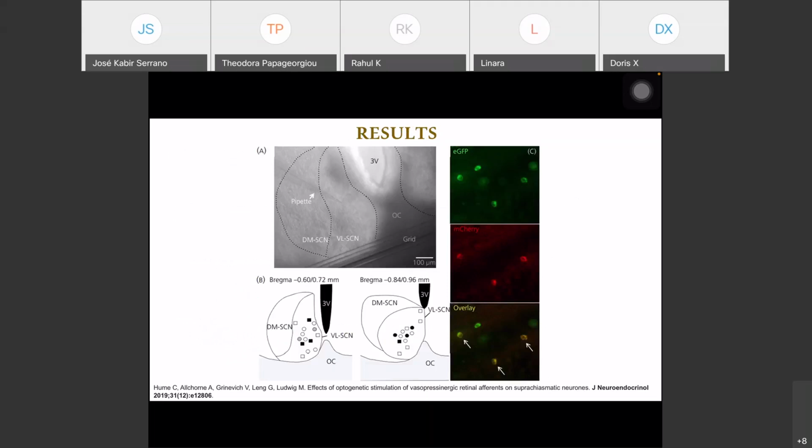And here are the results. They only focused on the ventrolateral suprachiasmatic nucleus. Here we can see how the pipette injected the adenovirus. The white shapes represent the neurons that responded to optogenetic stimulation, and the black shapes didn't respond to the optogenetic stimulation. And this is the immunohistochemistry of the cells that express the green fluorescent protein and the mCherry fluorescent protein.